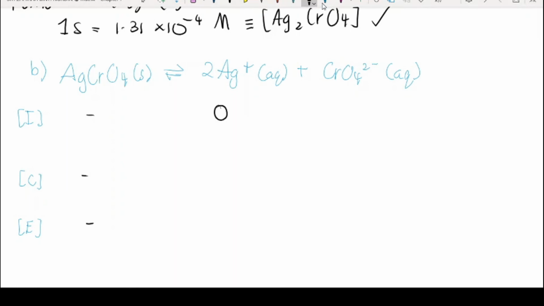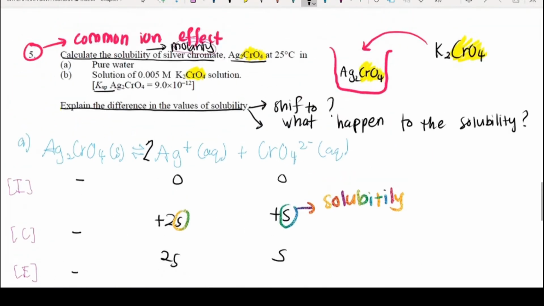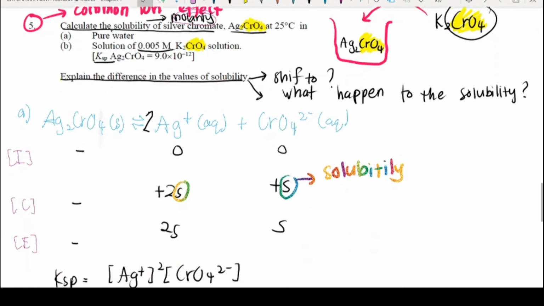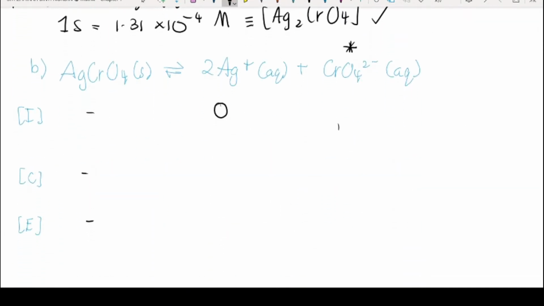Okay. The only difference when we are adding common ion effect is the initial molarity of your common ion. So in this case, it is the chromate. So we've already started with 0.005 molar chromate ion. So write this. The initial would be 0.005. Okay, so the change would be plus 2s, plus s. Then the equilibrium would be for chromate 0.005 plus S.